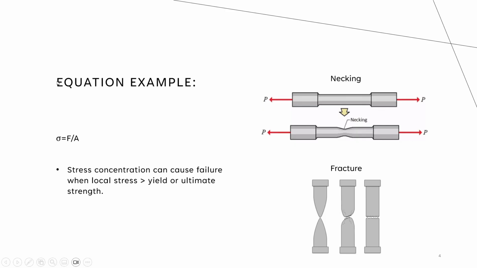So the equation for applied stress on an object is force divided by area, and the stress concentration can cause failure on an object when the local stress is greater than the yield or ultimate strength. And two examples of failure are necking and fracture.